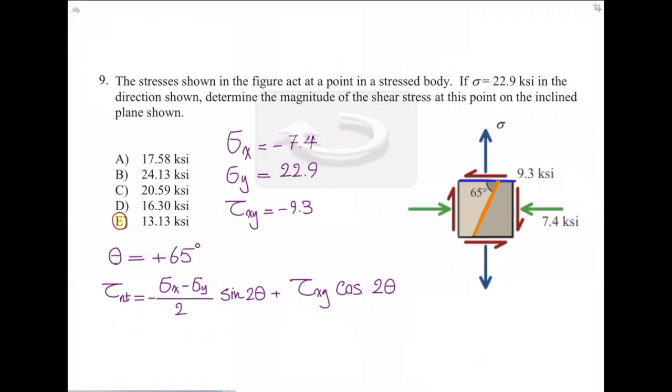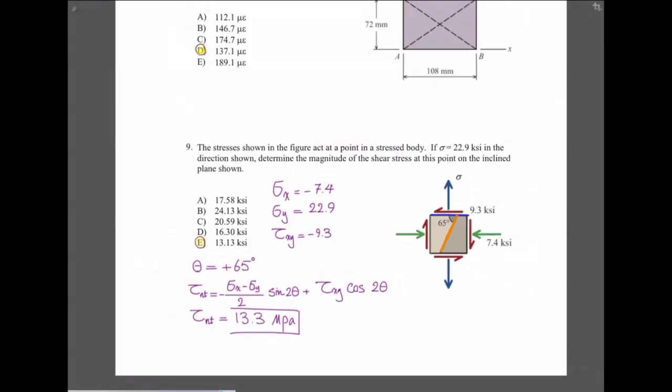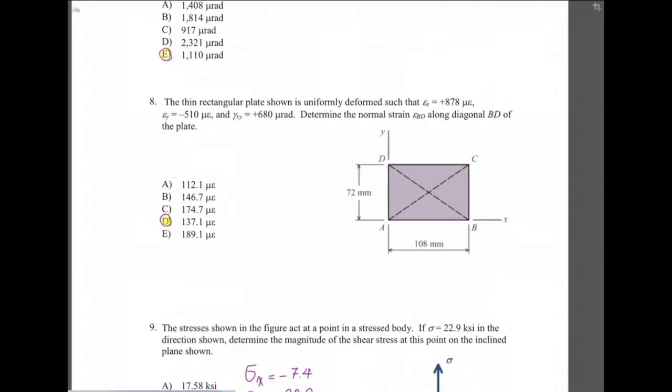And if I plug the values here using this positive 65 for theta, we will get 13.3, and the closest answer is 8. So I would recommend you to review those two pages. Those are easy to learn, but we need to remind them and make sure that we remember them during the exam. All right, question number 8.